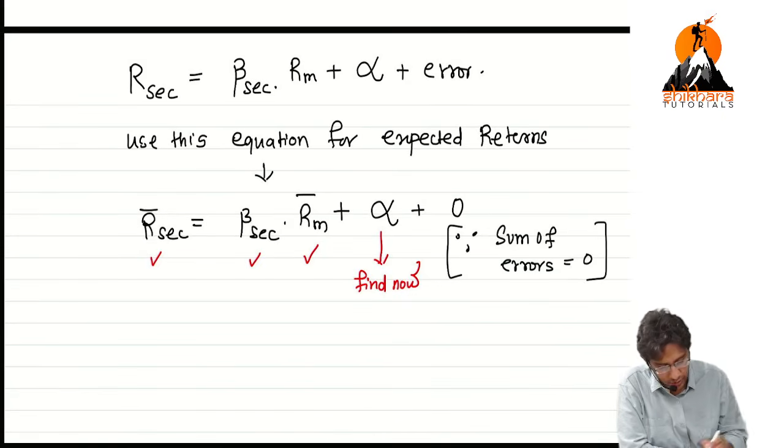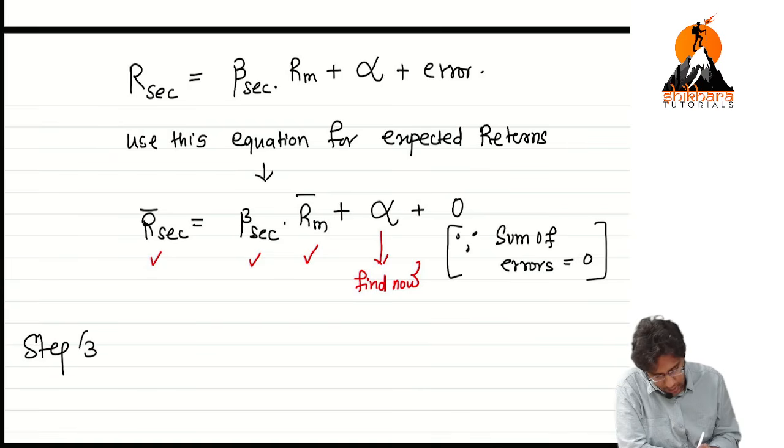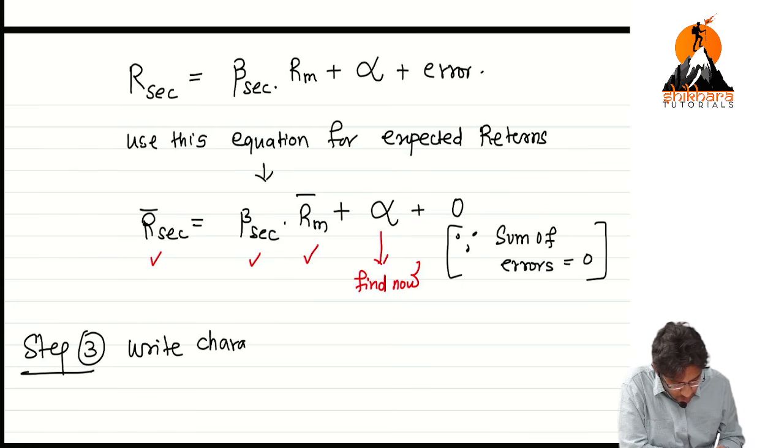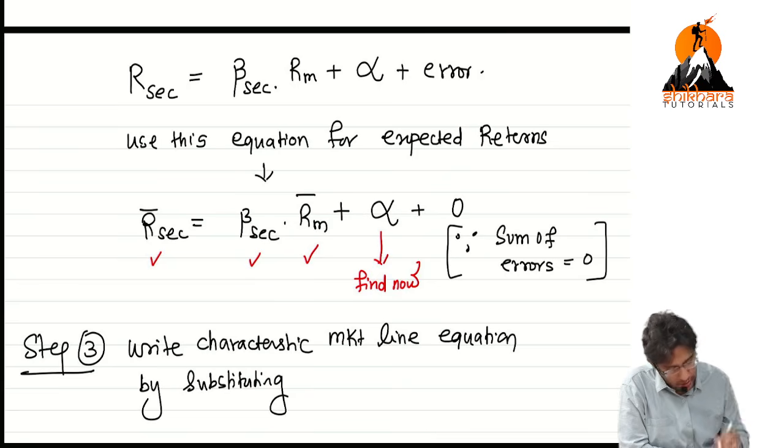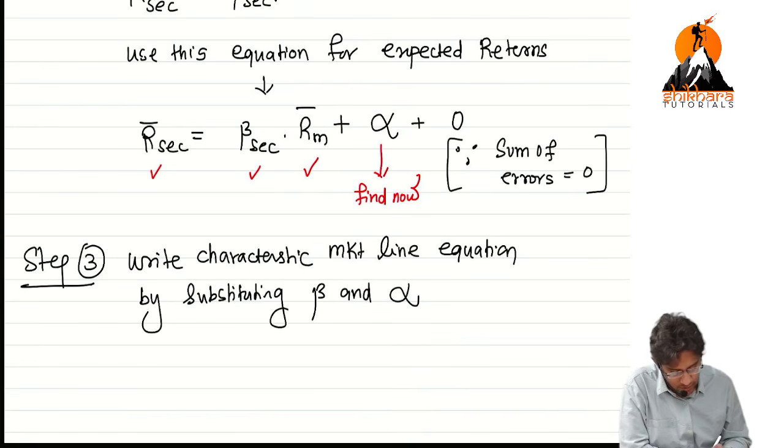Step number 3, you just have to present it in equation form. Write the characteristic market line equation by substituting. What did we compute in step number 1? Beta. Step number 2, alpha. That's all. The remaining equation, leave it like that.